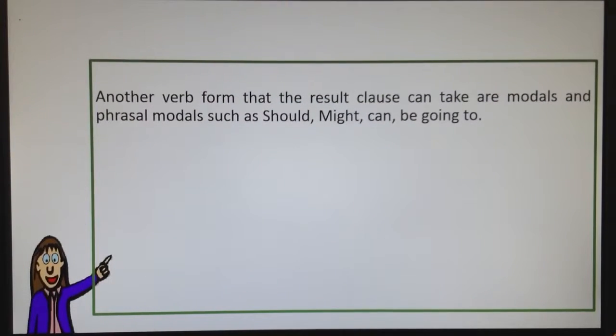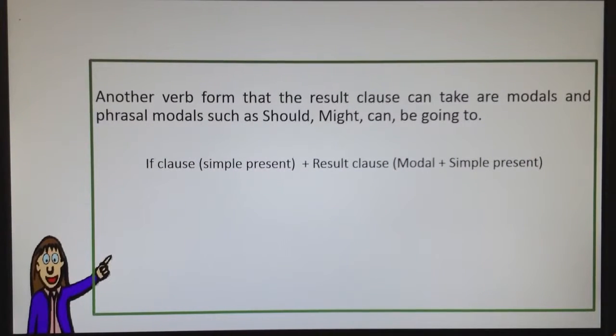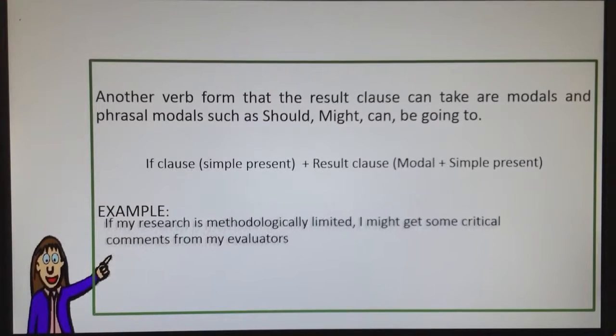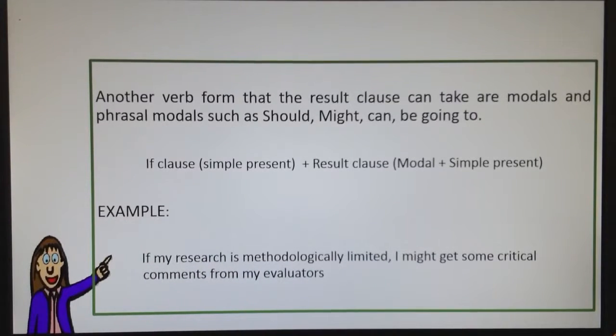Another verb form that the result clause can take are modals and phrasal modals such as should, might, can, be going to. Here you use the if clause in the simple present and the result clause using the modal plus the simple present. Let's see some examples. If my research is methodologically limited, I might get some critical comments from my evaluators.